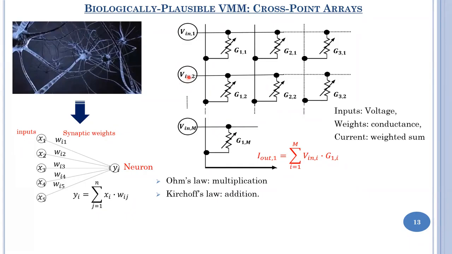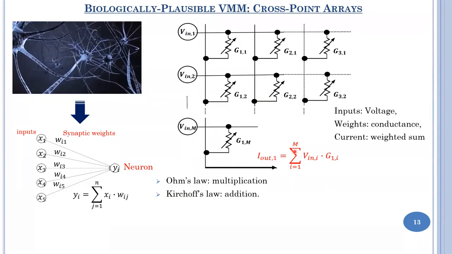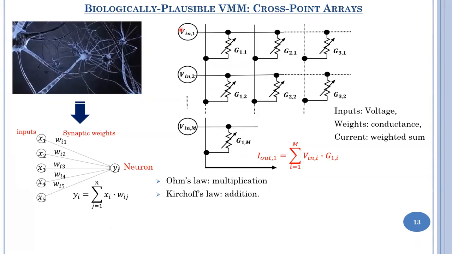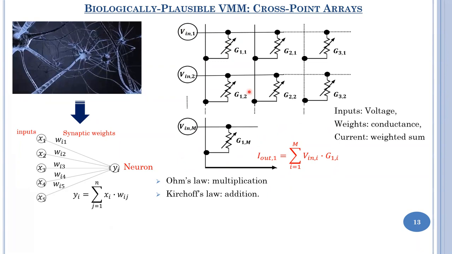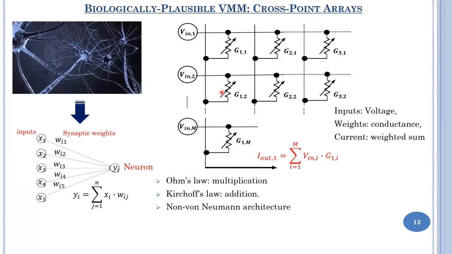All of these multiplied values get accumulated at this input, and the current flowing through this column is nothing but the vector matrix multiplication. That is, it's a summation of these inputs multiplied by their respective conductances to which they're attached. So by just this simple Kirchhoff's law and Ohm's law, we were able to perform this vector matrix multiplication. And it is also a non-von Neumann architecture because your weights are encoded or stored as these conductance values, and you're performing computation here itself.